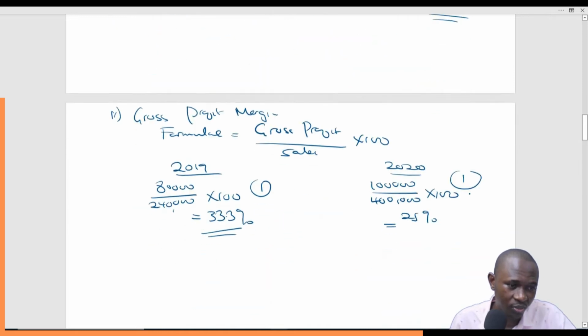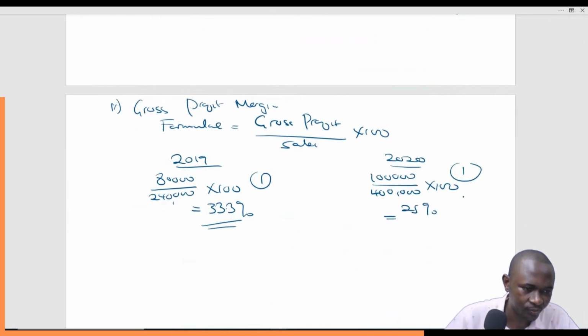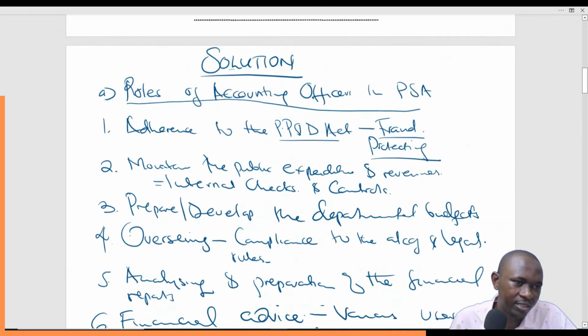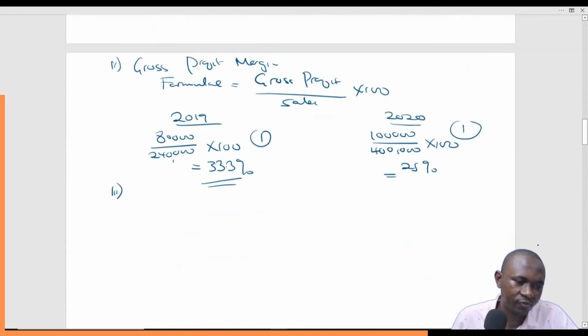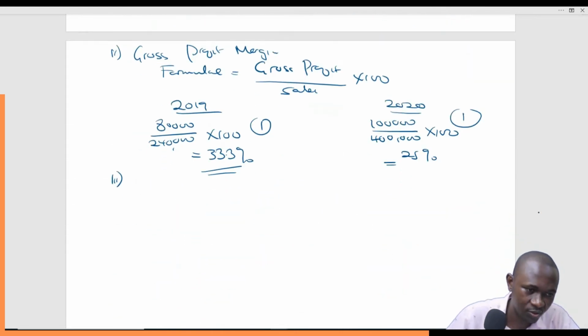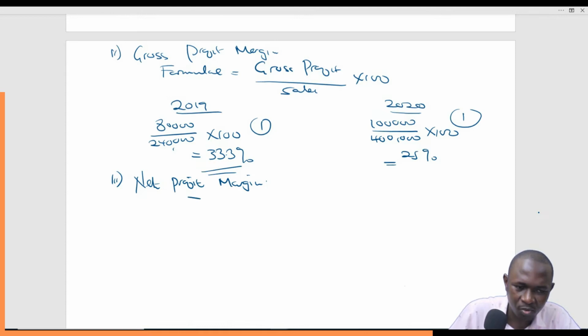Then we go to the third item. The third one is net profit margin. You can see these questions are not net profit margin, but you need to know. You need to have this in your fingertips. The moment you don't know the formula, you will not get this question right. Otherwise, it's just easy maths. So the first step is the formula.